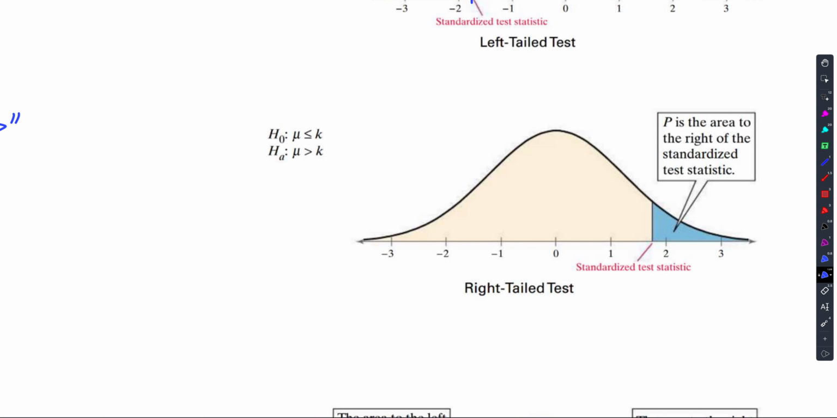Now this one's going to be a little bit harder to find, right? Because if I looked up this value in my z chart, it would tell me all this area right here. So what would I have to do to find the area of the blue? One minus that, right? Okay, good. So if it's a right-tailed test, you have to do a little bit more work to find the p-value.